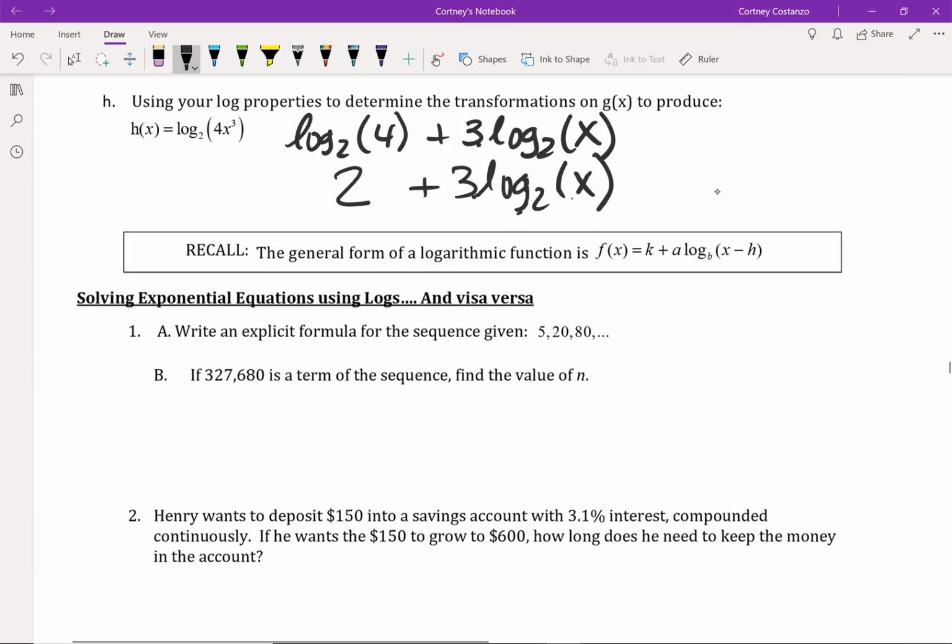And now that I have this completely expanded, this 2 tells me to shift it up 2. And this 3 is actually a vertical stretch.